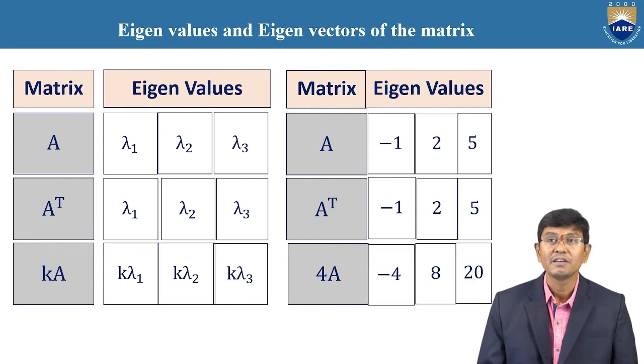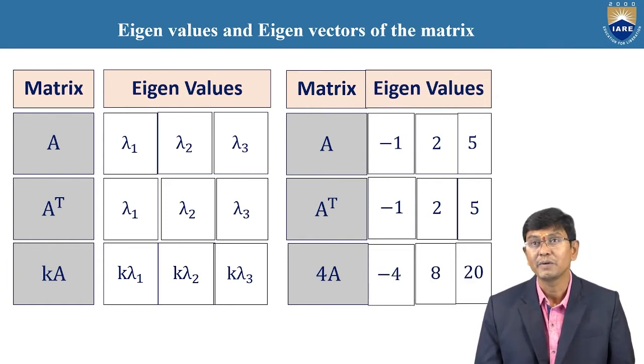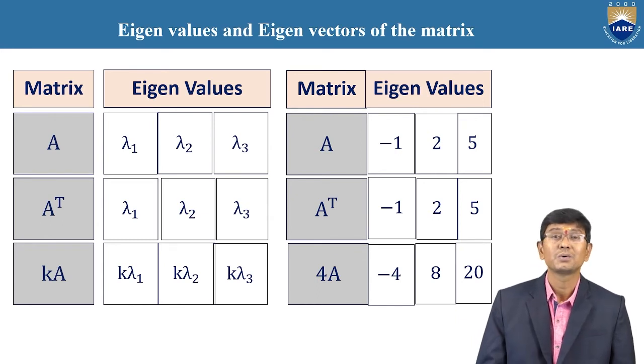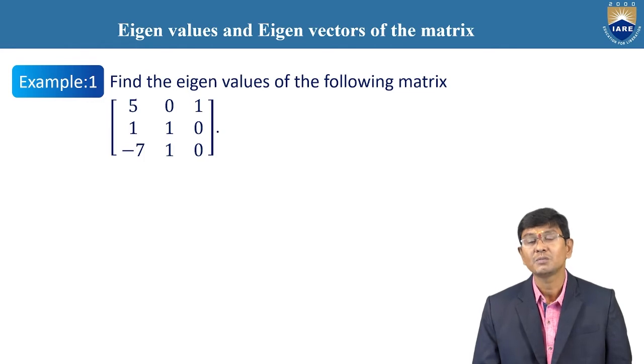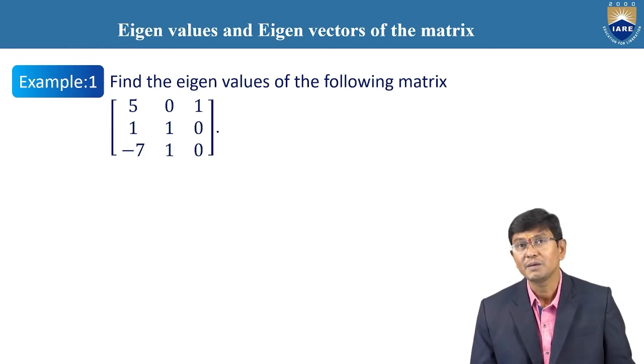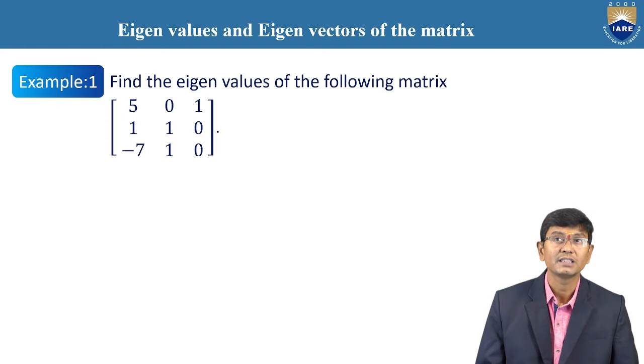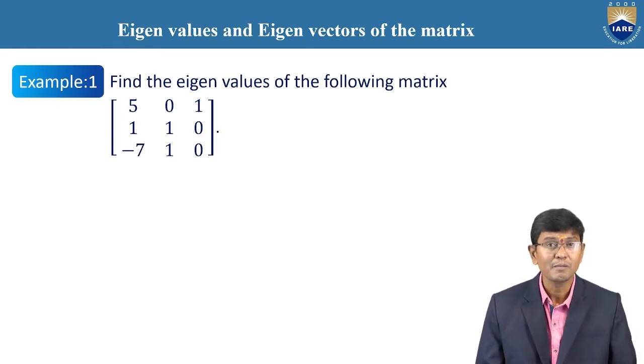That is nothing but, when we are going to multiply, 4 into minus 1 is minus 4, 4 into 2 is 8, and 4 into 5 is 20. And similarly, we need to observe how to find the eigenvalues and also eigenvectors using a 3 by 3 matrix. First, we need to discuss the eigenvalues of the given matrix.